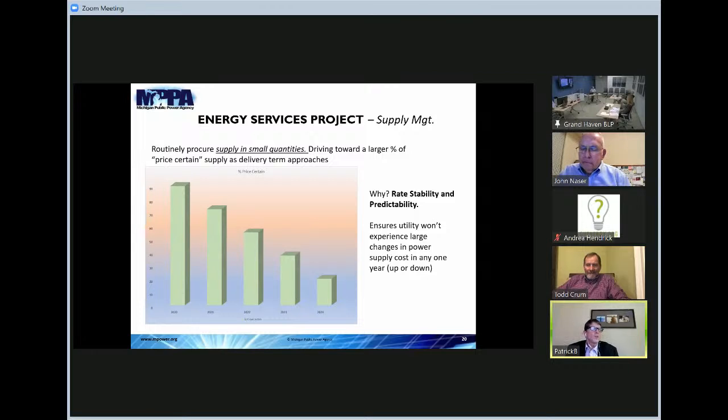But we don't want to hit huge home runs and then have our members' rates go up the next year. By the same token, we don't want to make large purchases in 1 year at higher prices and then have the rates fall dramatically the next year. So the best way to manage that is by having a very routine, predictable procurement methodology that gives our members the rate stability and predictability that they need to produce rates for their retail customers. Next slide.